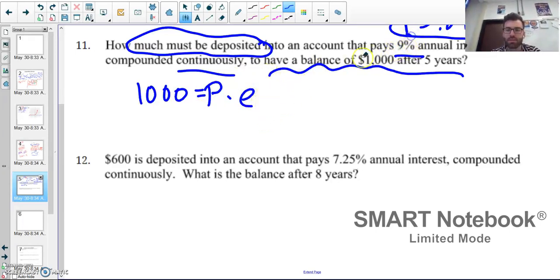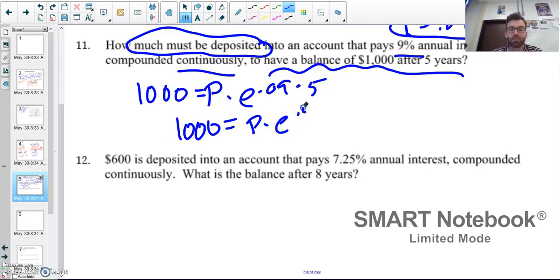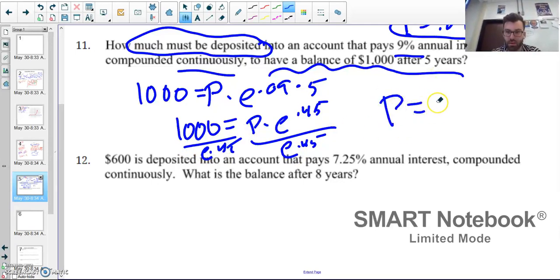Oscar worthy. All right, my rate is 9%. So remember to write that as a decimal. I write it as 0.09 times my years, which is 5. So that's 1,000 equals P times E to the 0.45. Remember, E is a button in your calculator. It's second natural log. The natural log button is right next to the 4, on the left-hand side here. I'm going to divide 1,000. Don't try to do that in your calculator yet. Do 1,000 divided by E to the 0.45. And you should get P to be about 637.63.